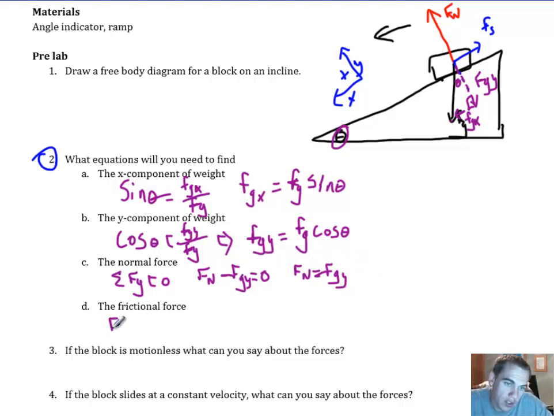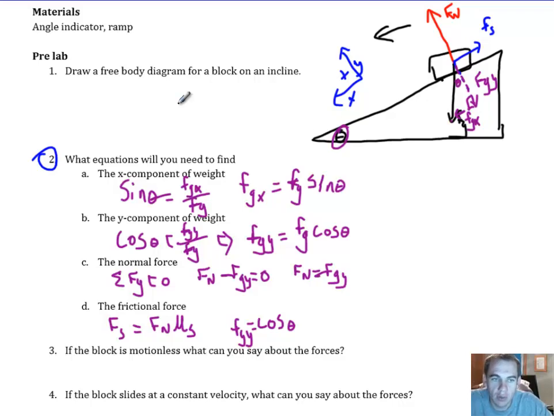The frictional force is the static friction force, and it's equal to the normal force times the coefficient of static friction. However, the normal force is really just Fg y cosine theta. Okay, so keep that in mind.